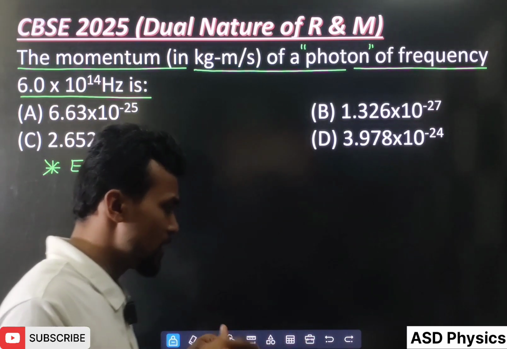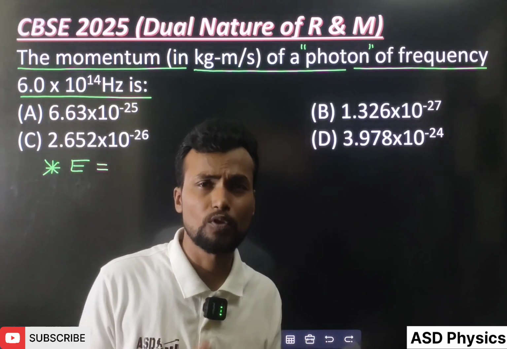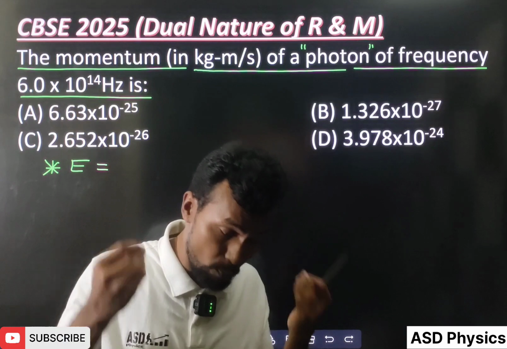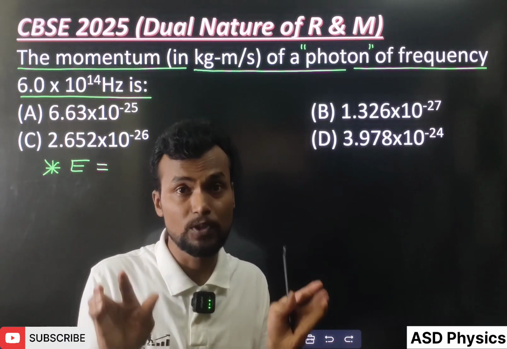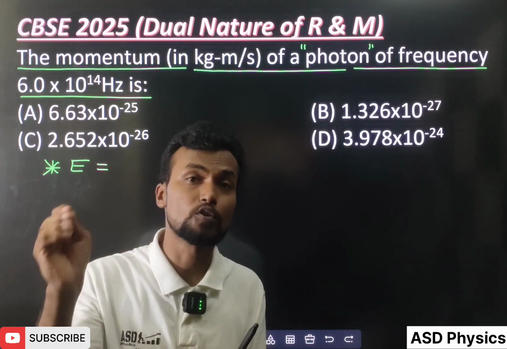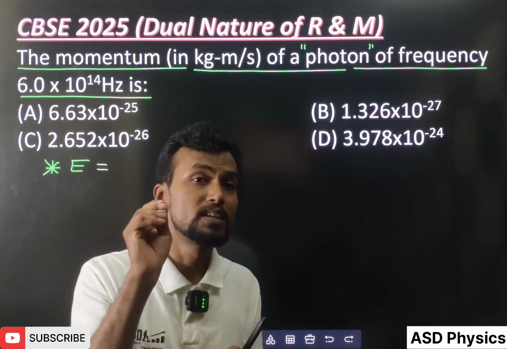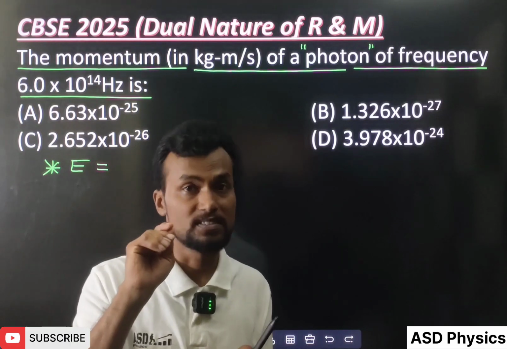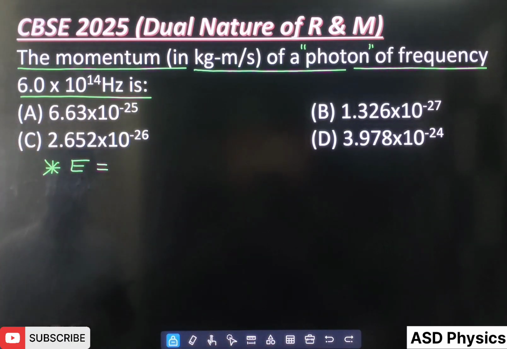Let's take other particles, electron, proton and all that. They can travel fast, but most of the time they will not travel with the speed of light. So whenever it is a photon, you have to think about the speed of light. Whenever it is an electron, proton and the like, that time you have to think from the dual nature of radiation and matter, where the de Broglie hypothesis is there. So photon means speed of light only.